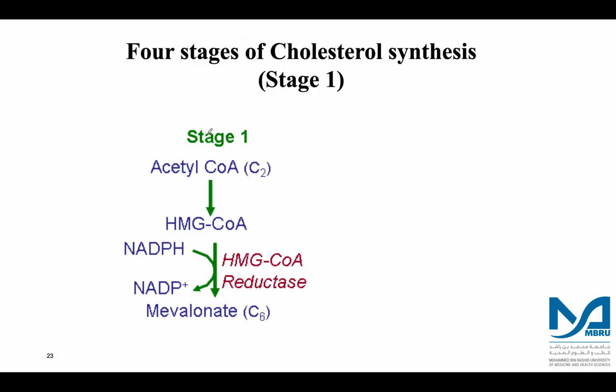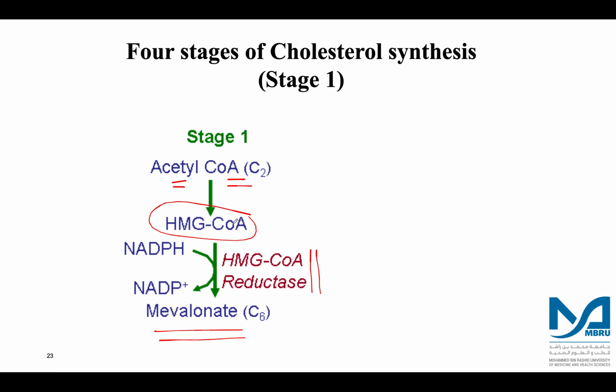So once I have HMG coenzyme A, this particular HMG coenzyme A will undergo the first stage of cholesterol biosynthesis, where it will combine with acetyl coenzyme A, and this particular condensation that is happening between HMG coenzyme A and acetyl coenzyme A leads to the formation of mevalonate, which is a 6-carbon containing compound, and this particular step is catalyzed by HMG coenzyme A reductase.